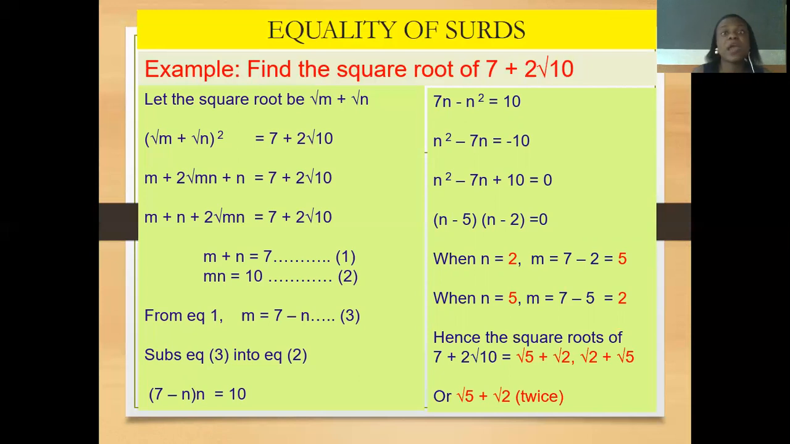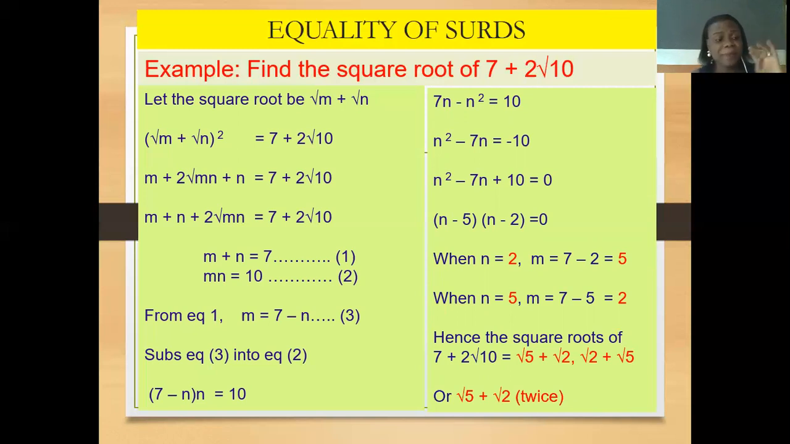So I can just say the square root of 7 plus 2 root 10 is root 5 plus root 2 twice. It's a bit long. That's the thing about additional mathematics. It might be long, but once you understand the concept, you just take it little by little, step by step, one step at a time, and you'll get your answer.